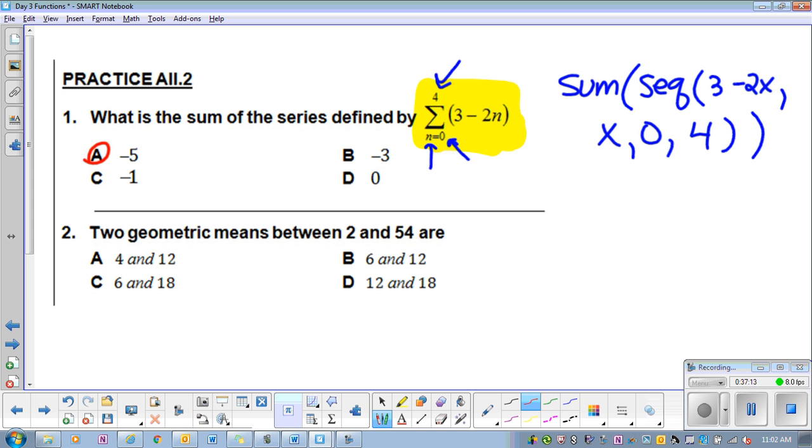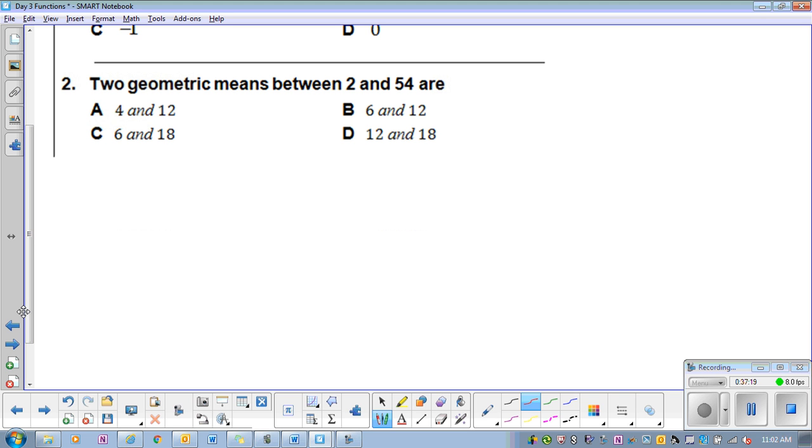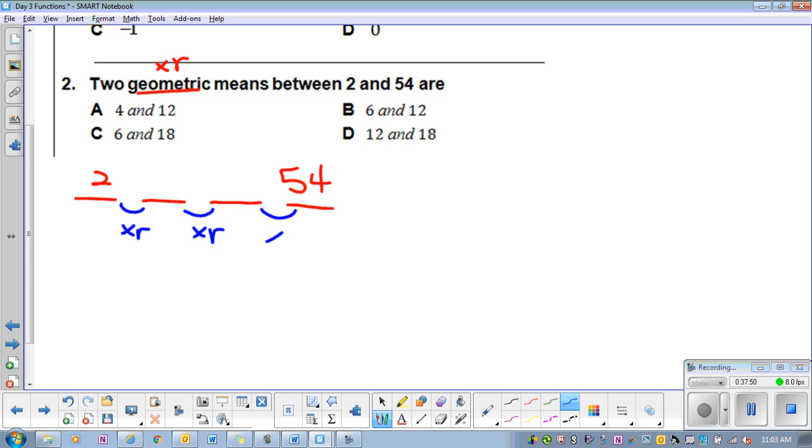Alright, so this one. 2 geometric means between 2 and 54. Alright? I think you guys are gonna like this one. Okay, look. Geometric, right? That means you multiply r from number to number to number, right? So they said 2 of them between 2 and 54. We need to find those. Yeah? Geometric means we multiply. Multiply r here, and multiply r here. Do you agree?